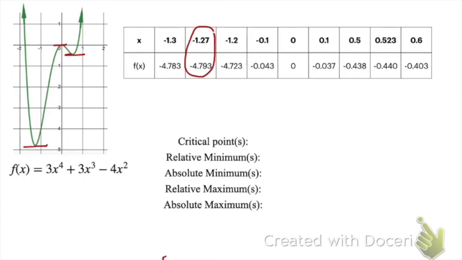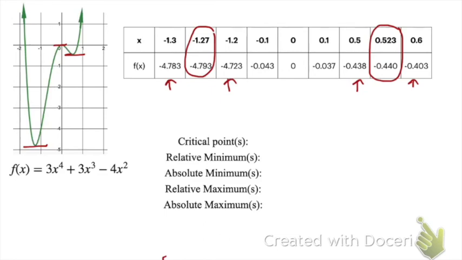When I did this on my calculator, I found out that my mins was at negative 1.27. I had another min at 0.523. That's what I found on my calculator. And then when I did a table, I found these two values around, both of these, to show you that we are indeed going down and then back up. And that's my justification numerically.